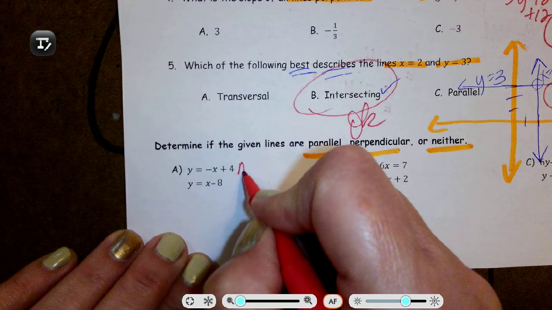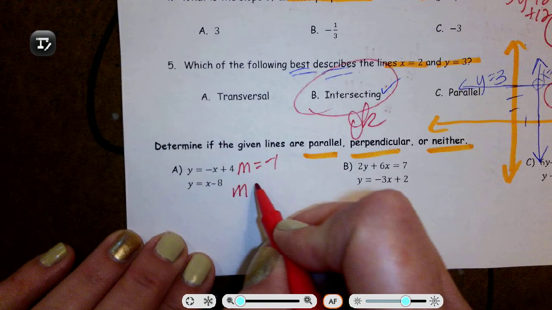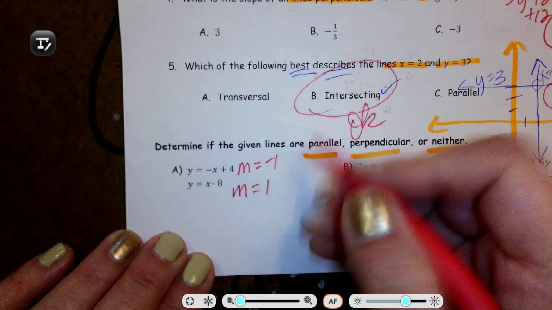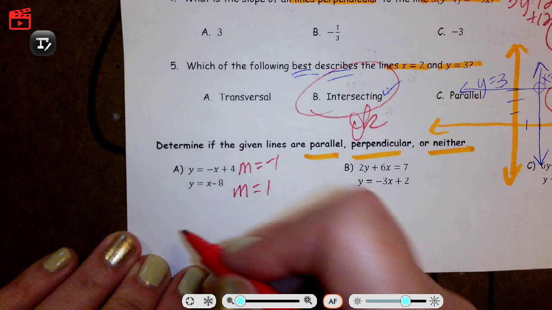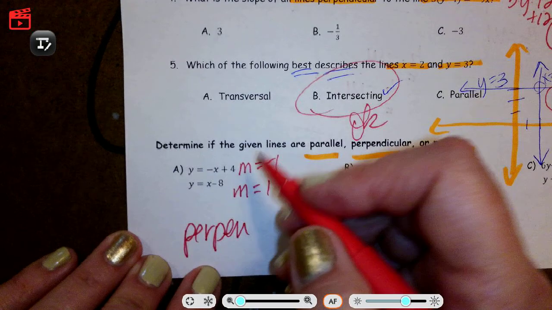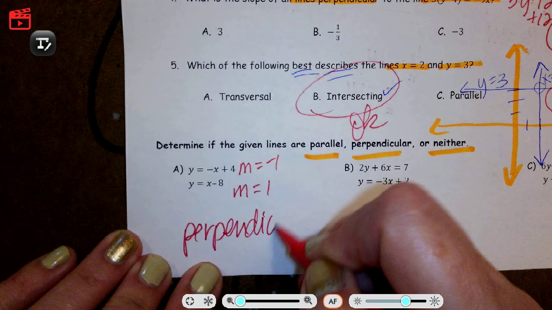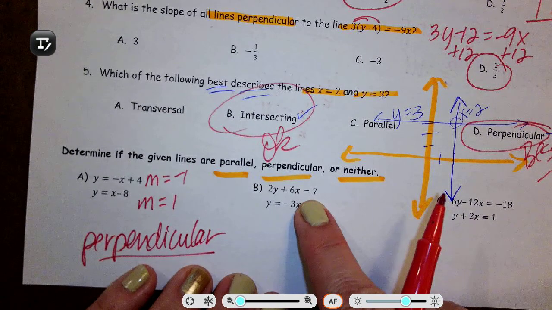What's the slope for this one? Well, it's going to be negative 1. And the slope for the second equation, that's going to be a 1. So what kind of relationship's going on between that negative 1 and that 1? You're thinking perpendicular. You should be thinking perpendicular. That is correct.